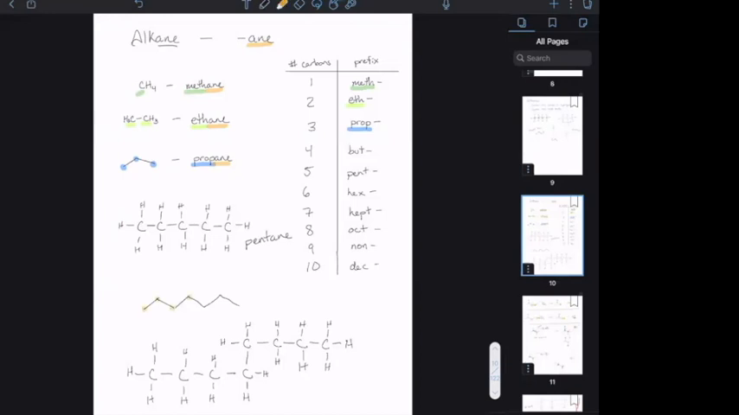1, 2, 3, 4, 5, 6, 7. So that would make this a heptane.